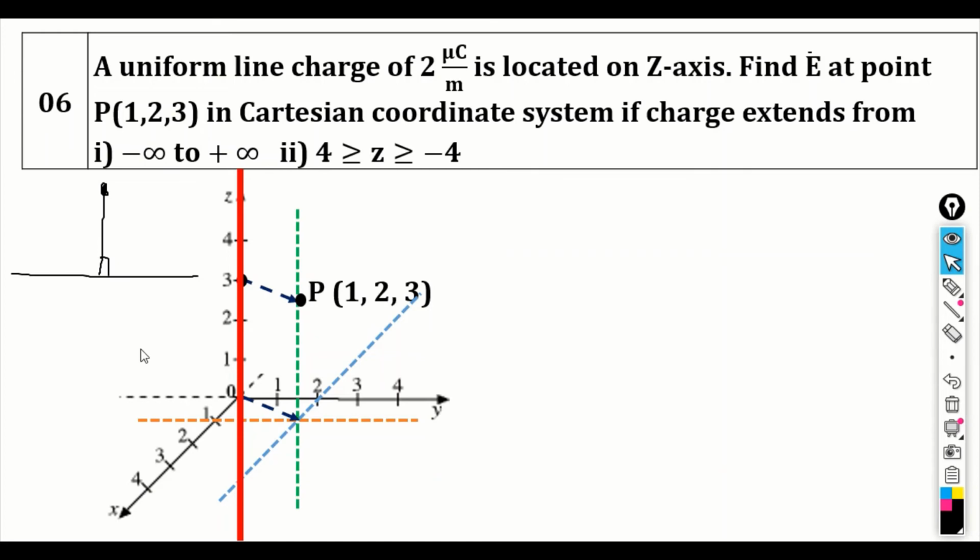So what are the coordinates of the point on the z-axis now? The coordinates of the point will be (0, 0, 3). This is the vertical distance that you need, that is equal to my d. If I calculate the magnitude of this vector, this is nothing but my vertical distance d. So once I drop the perpendicular onto the line charge distribution, now I can proceed with the calculations.